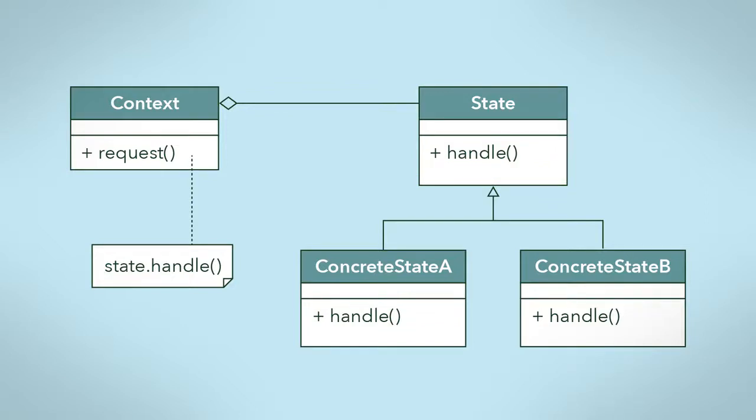actually handle the request. The state pattern is useful for when you need to change the behavior of an object based upon changes to its internal state. You can also use the pattern to simplify methods with long conditionals that depend on the object's state.